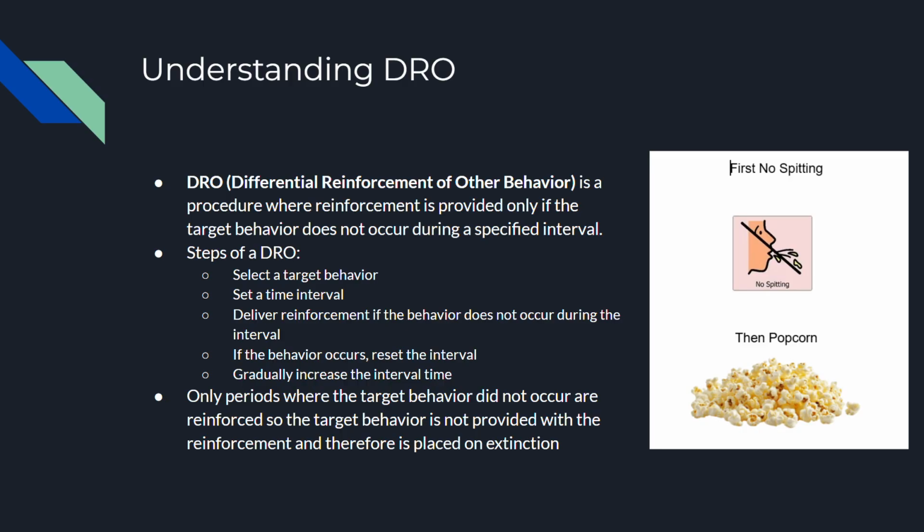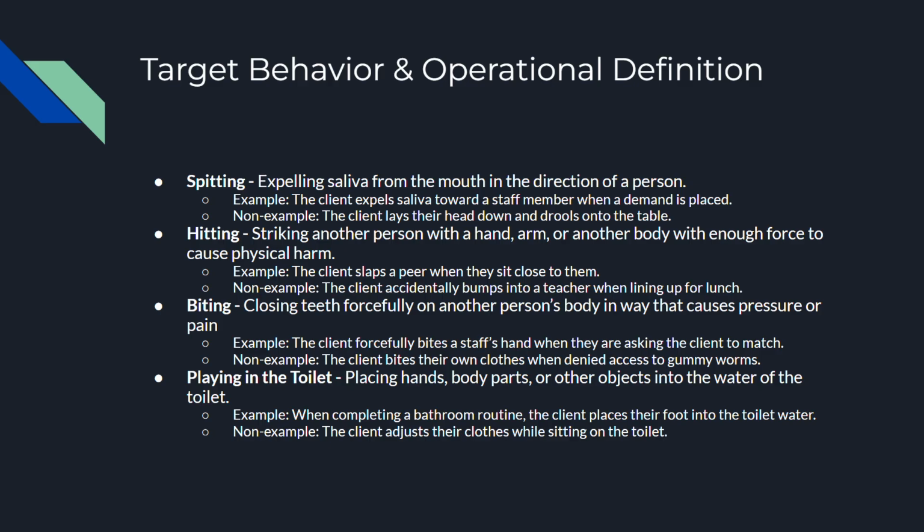Only periods where the target behavior did not occur are reinforced, so the target behavior is not provided with reinforcement and therefore is placed on extinction. In this case, the target behavior is spitting. We have some definitions here for our target behaviors. Our first one is spitting: expelling saliva from the mouth in the direction of a person. The client expels saliva towards a staff member when a demand is placed.